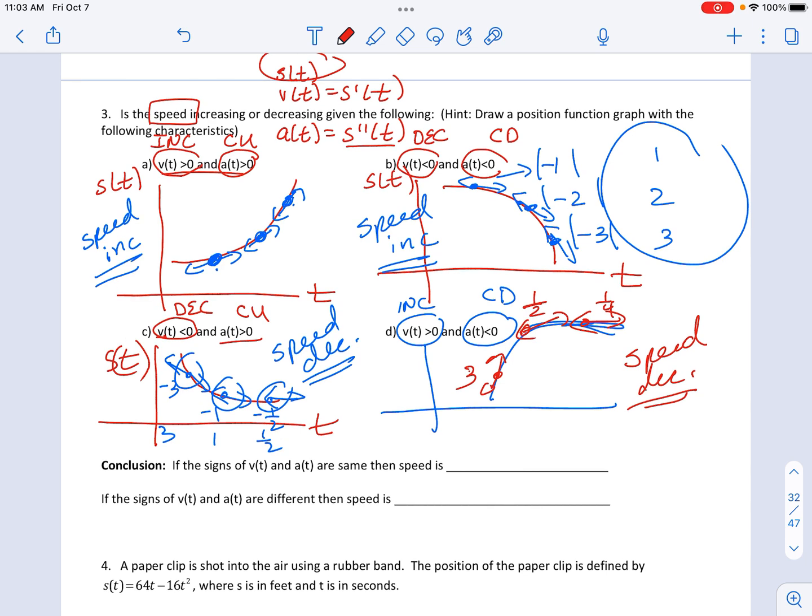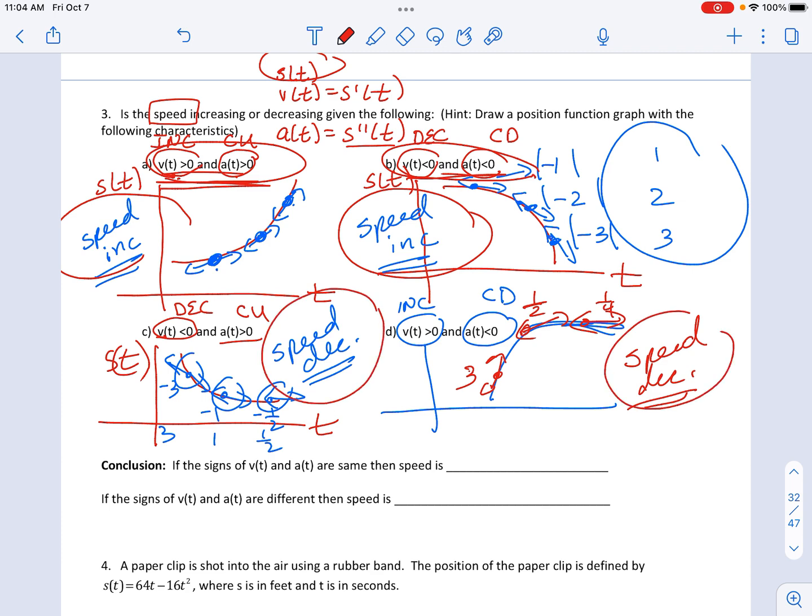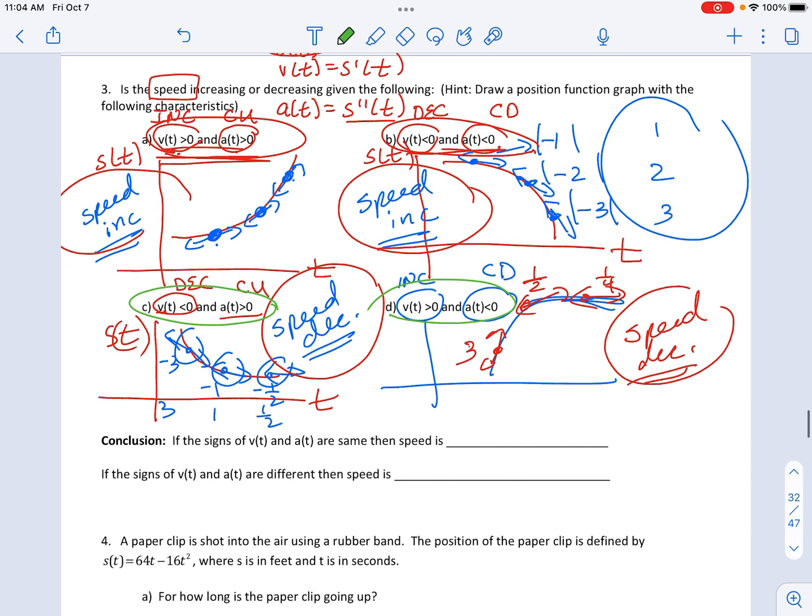Okay, what you'll notice is that in the 2 scenarios where the speed is increasing, the sign of the velocity and the acceleration are the same. Here, they were both positive. Here, they were both negative. In the 2 bottom scenarios, where the speed is decreasing, notice that the sign of the velocity and the acceleration are different. So if the signs of the velocity and acceleration are the same, then speed is always increasing. And if those signs are different, then the speed is always decreasing.